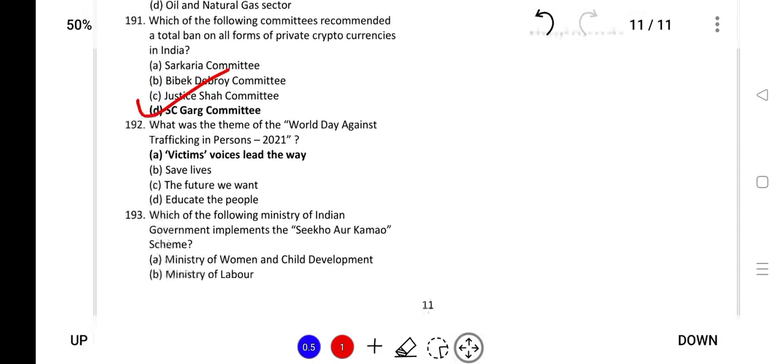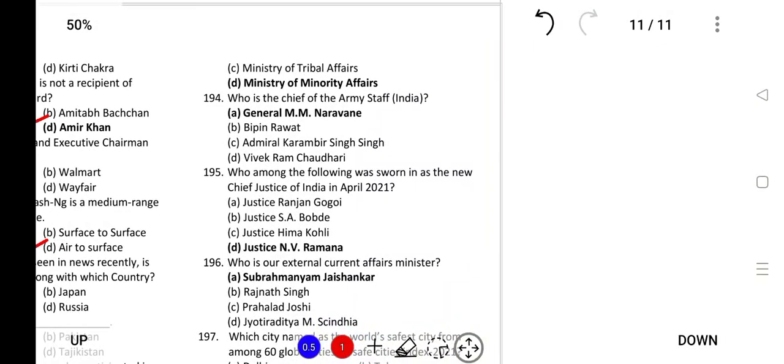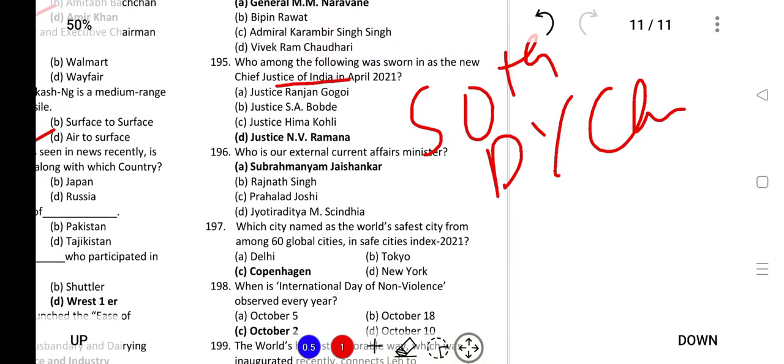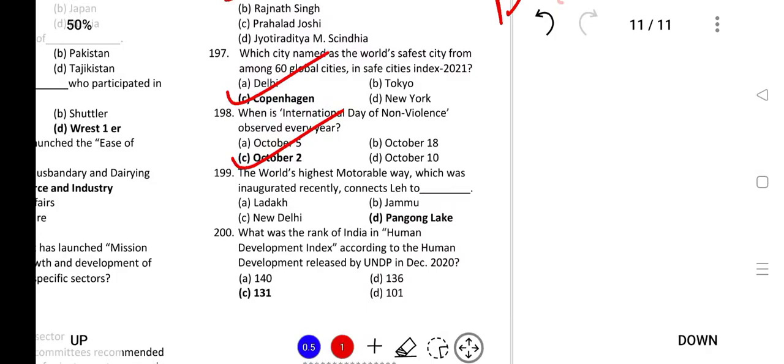Who is the chief of the army staff? MM Naravane. Chief Justice of India: the 50th Chief Justice is DY Chandrachud. External Minister is Jaishankar. Safe City Index: Copenhagen is number 1. International Day of Non-Violence is October 2. Highest motorable pass is Leh to Pangong. Human Development Index: India is 131.